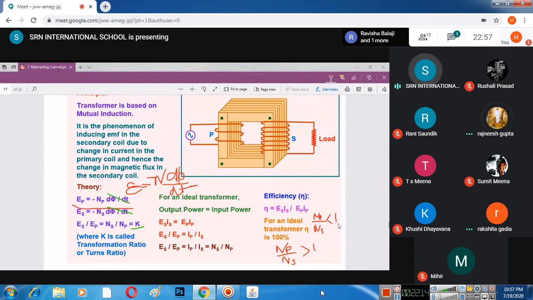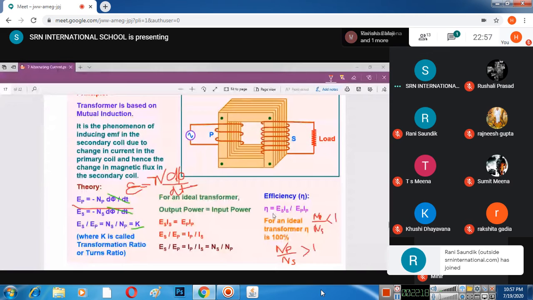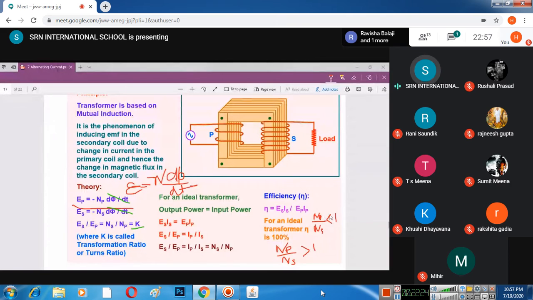Yes, sir. Because this question may come in the MCQs or in one liners. If the number of turns in the primary are more as compared to the number of turns in the secondary, which kind of device is it?